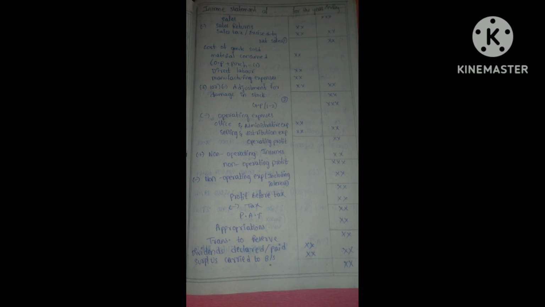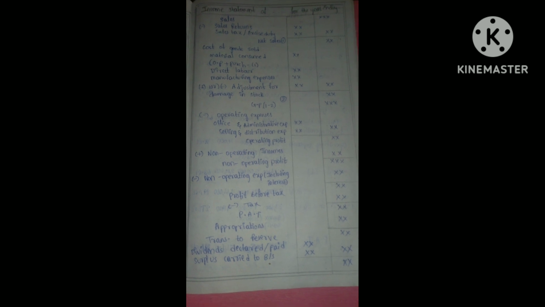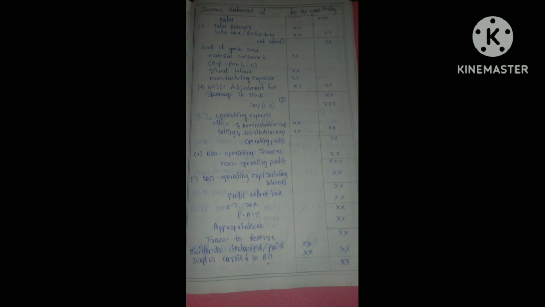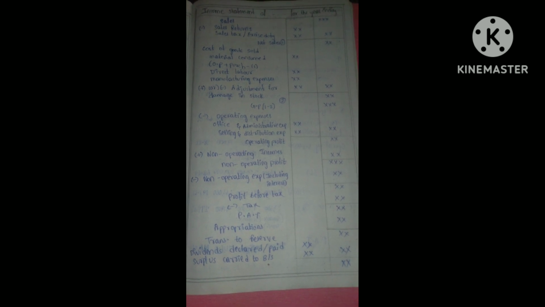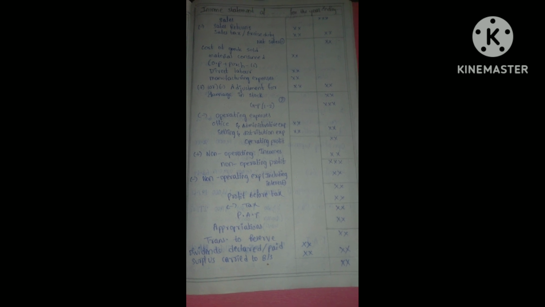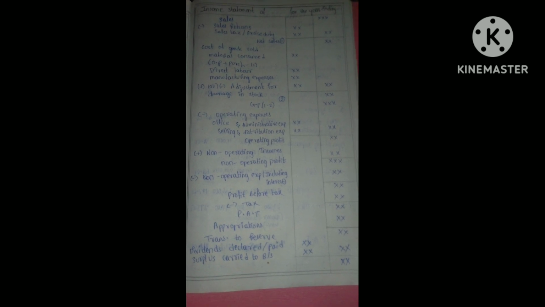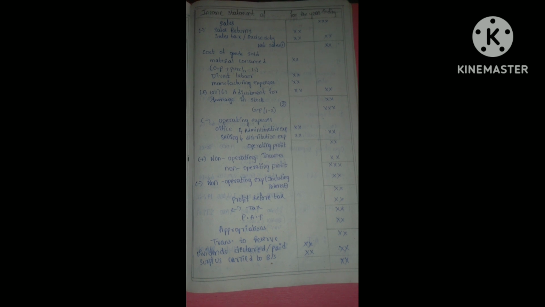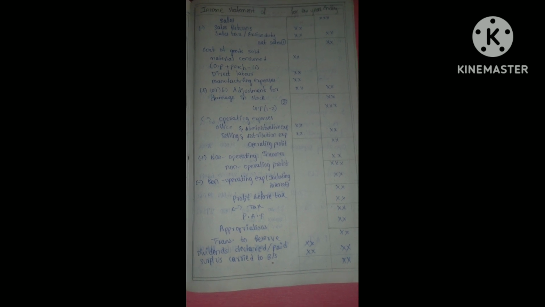Next we have to add or subtract the adjustment for damage in stock. If any damages are there, we have to add or subtract. Note that value in the first column. Now add all the values, so we will get another value. Note that in the second column. Now mark the value as 2.